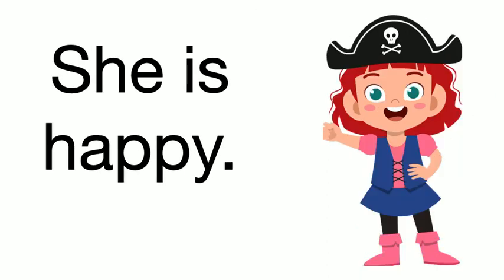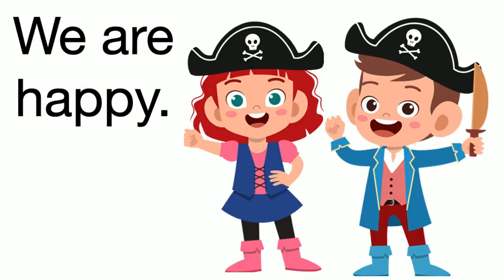What about she is happy? What is your subject pronoun? The same as he, right? Wo. And what is your ending word? Is it hoon or hai? Well, we have is, and is equal to hai. Wo khush hai. Okay, next one. We are happy. What's your subject pronoun? Hum. And your ending word, is it hoon or hai? Are equals hai. Hum khush hai.